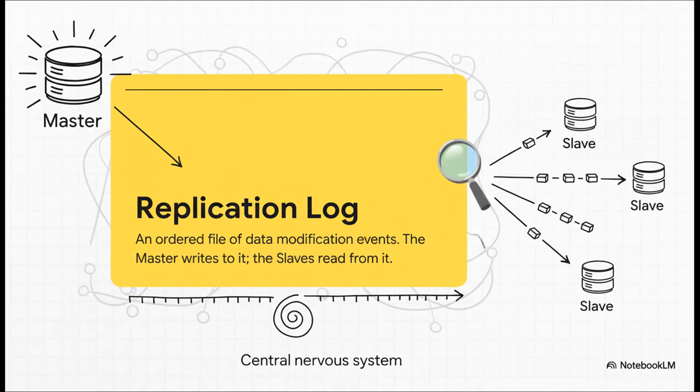And the star of this show is the replication log. You might have heard of it as the binary log in MySQL or the write-ahead log in Postgres. This one file is the absolute central nervous system for the entire operation. Think of it as the official, unchangeable history of every single change ever made to the master database. It is the script, and all the slaves have to follow it perfectly.